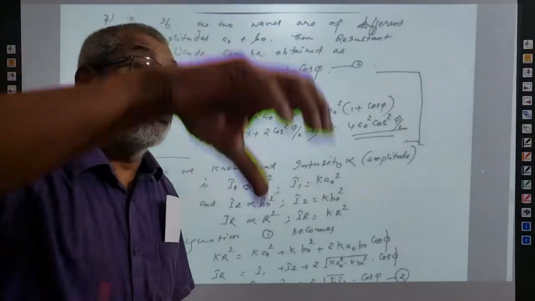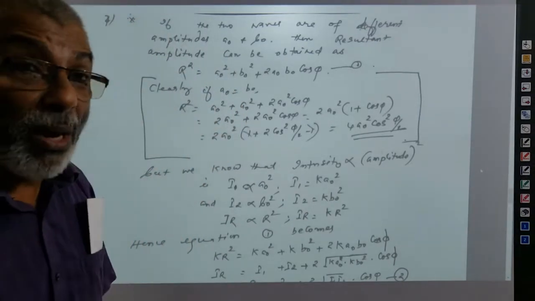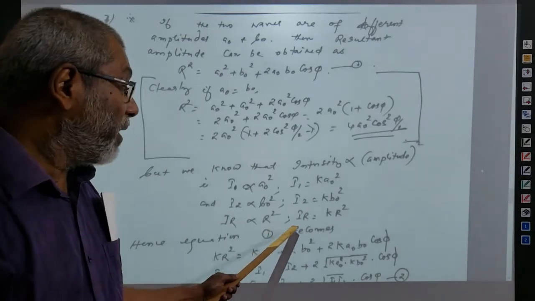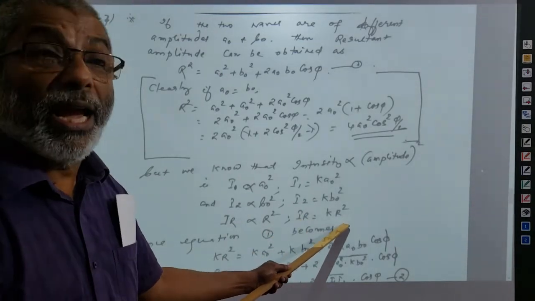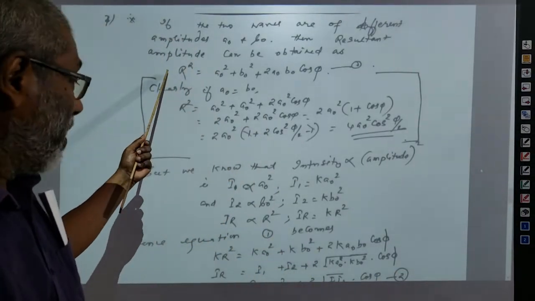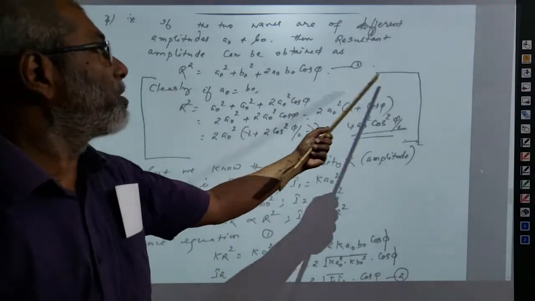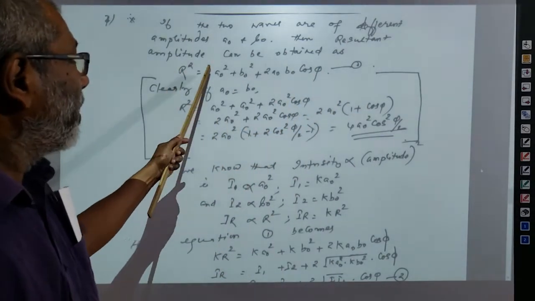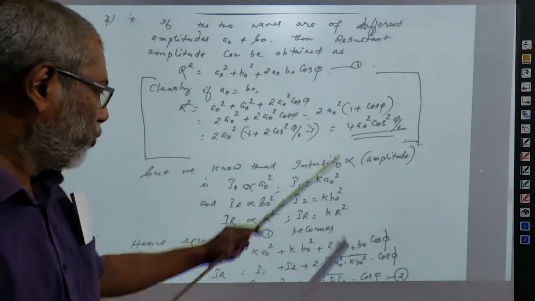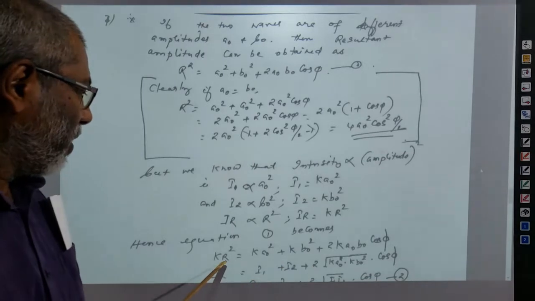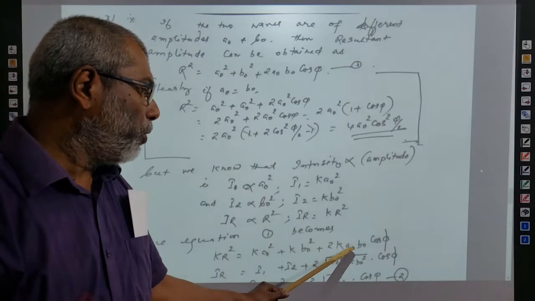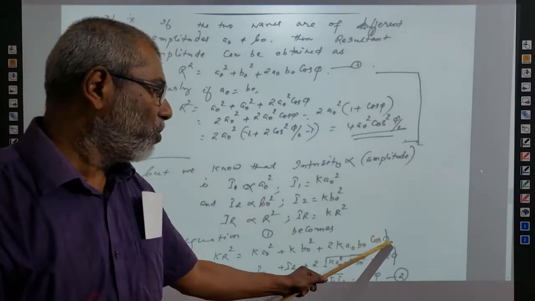And the intensity of the resultant wave, whose amplitude is R, is IR equal to K R square, we can write. So, applying this in the first equation, we multiply with K on all sides. Here K R square, here K A0 square, here K B0 square, here 2 K A0 B0 cos phi. That only I have shown here. K R square equals K A0 square plus K B0 square plus 2 K A0 B0 cos phi.